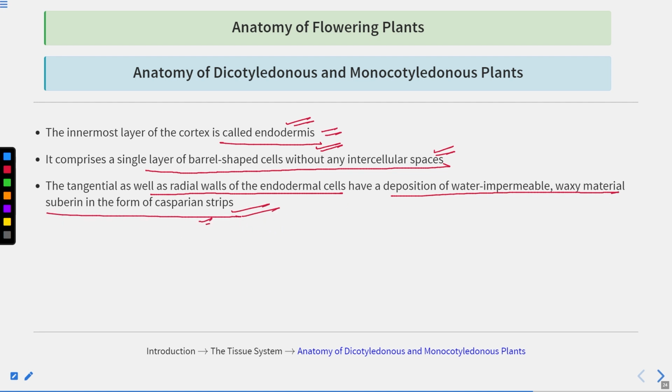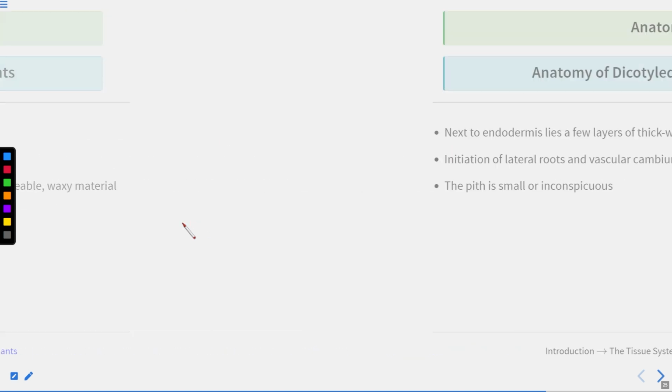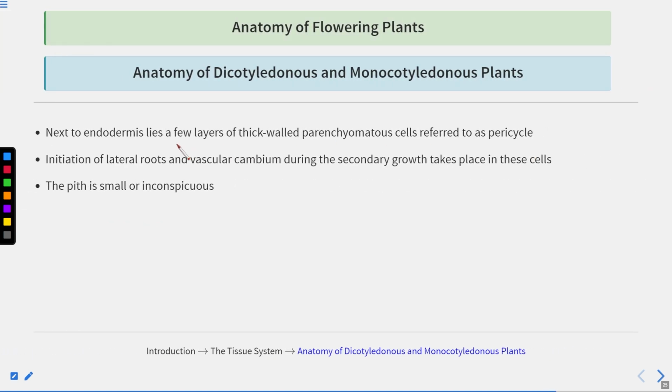This is again very important. So this endodermis has a deposition of the waxy substance called suberin, which makes the Casparian strips. Okay. Next to the endodermis lie a few layers of thick-walled parenchymatous cells that are referred to as the pericycle. Now this pericycle is not part of the cortex. Okay, the cortex is still the endodermis only.